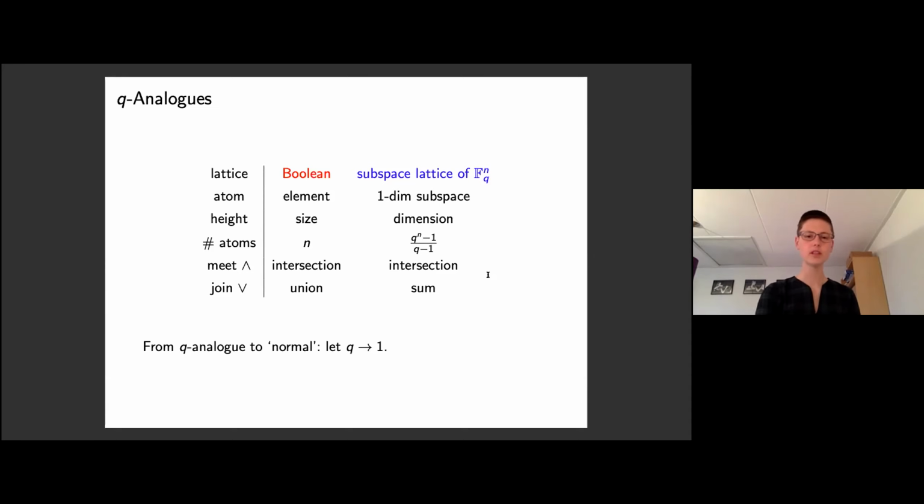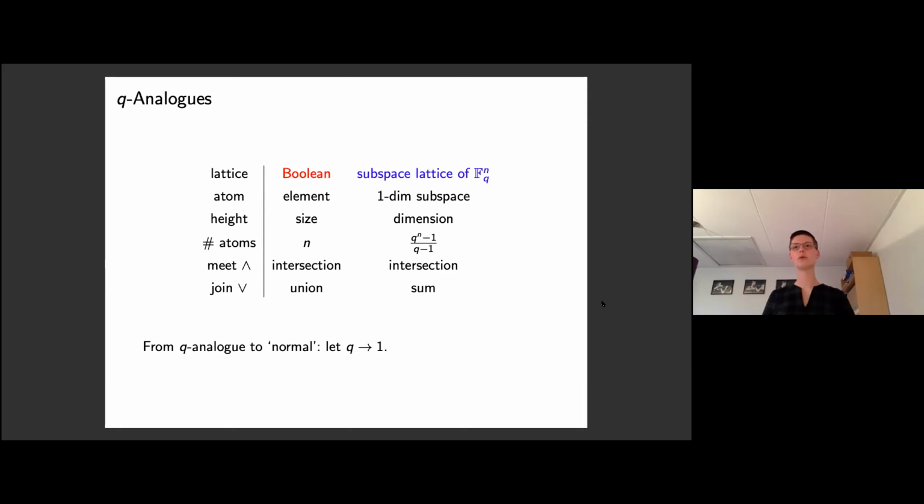Good. Okay. The meet in this lattice, for the Boolean lattice, is the intersection, and also for subspaces, we can talk about the intersection. And what is the union for sets becomes the sum of subspaces.